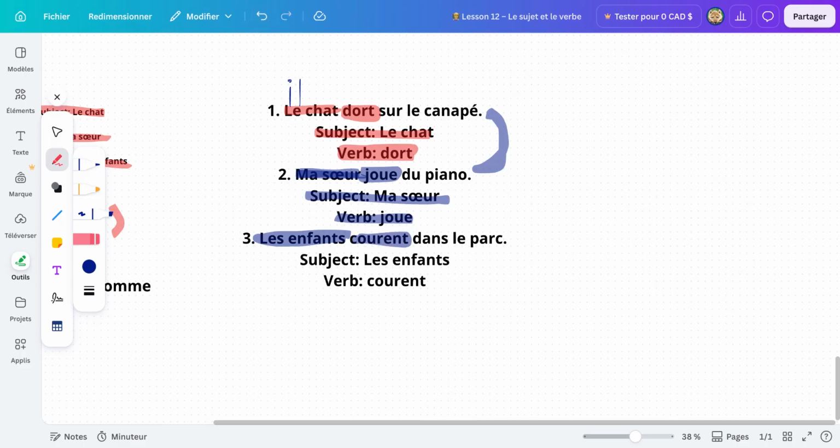Now, fantastic work today. You have completed lesson 12. Today you've learned how to identify the subject and the verb in French sentences. These are two of the most important parts of a sentence, and mastering them will help you understand French more easily. Keep practicing by reading simple French sentences every day and ask yourself, who's doing the action? That's the subject. What is the action? That's the verb. The more you practice, the more confident you'll become.